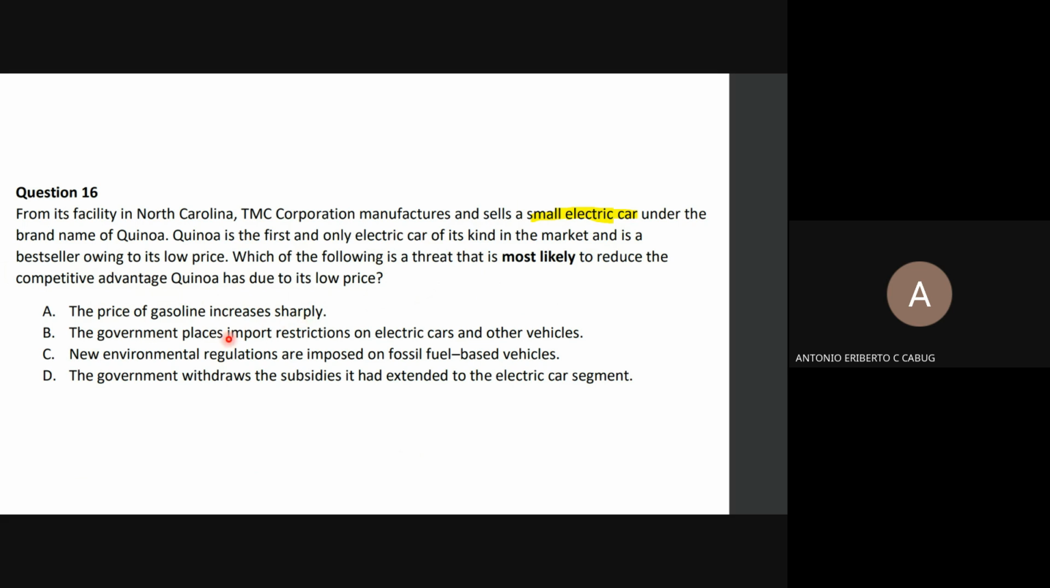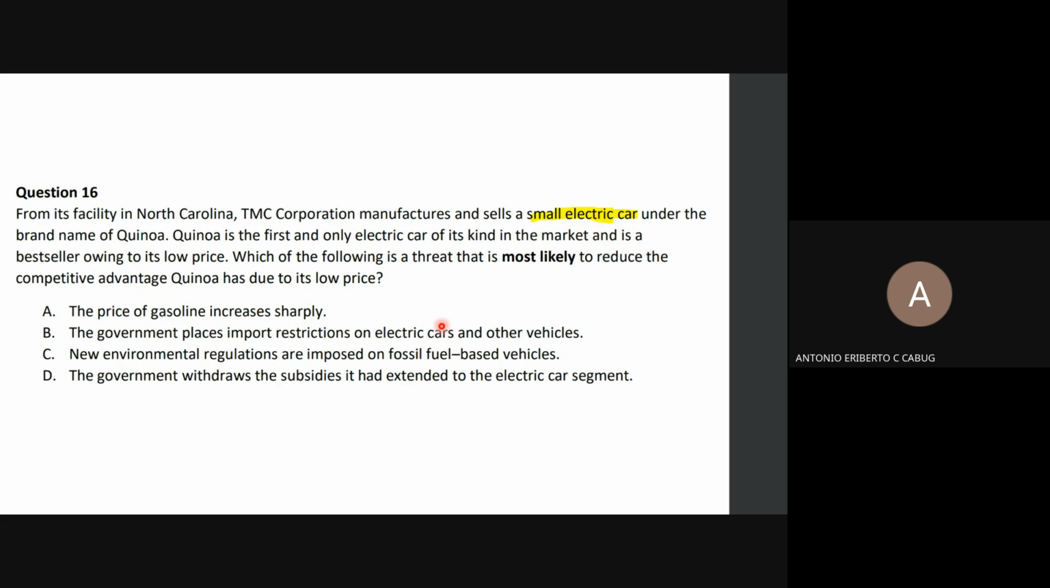The government places import restrictions on electric cars and other vehicles. So the government cannot import anymore. The country will not be allowed to import any more electric cars from abroad. There are import restrictions. So Kinoa will be able to sell more electric cars. Letter B, this is favorable to the sales of Kinoa. C. New environmental regulations are imposed on fossil fuel-based vehicles. So if there will be regulations against fossil fuel-based vehicles, more people will purchase the electric car.